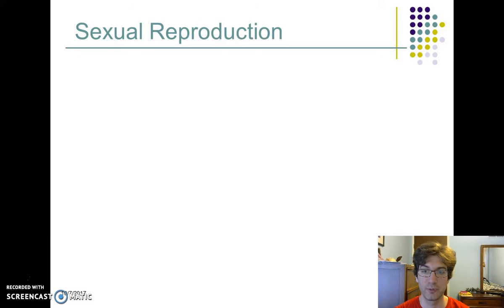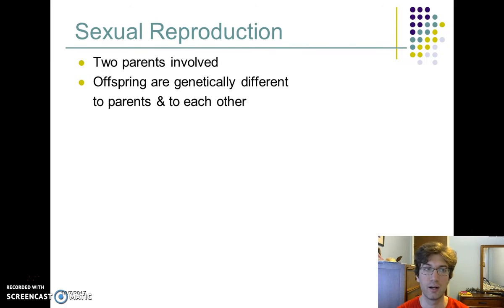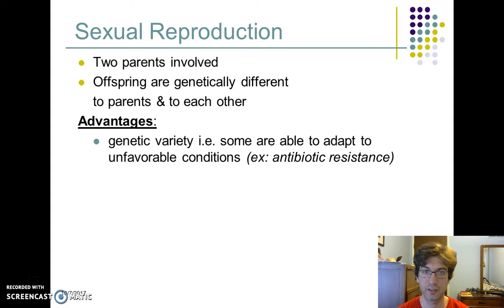Our next type is sexual reproduction and is a bit more complicated. This involves two parents, and the offspring are going to be genetically different. An advantage of this one is genetic variety. Again, if Lysol killed everyone when you did binary fission, but there's that one that was able to get through the Lysol, it can reproduce with other ones that can't and mix that genetic code with the other ones.